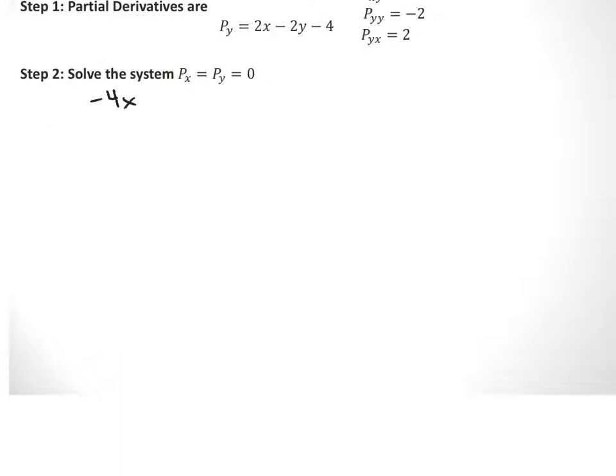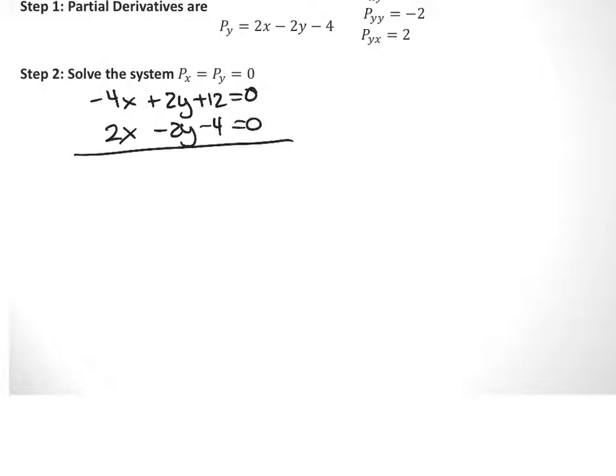So minus 4x plus 2y plus 12 is equal to 0, and we have 2x minus 2y minus 4 is equal to 0. Well, how sweet. When we add these together without any work, the y terms add to 0. So that's going to give us minus 2x plus 8 is 0. Add the 2x to the other side, divide by 2, and x is equal to 4.